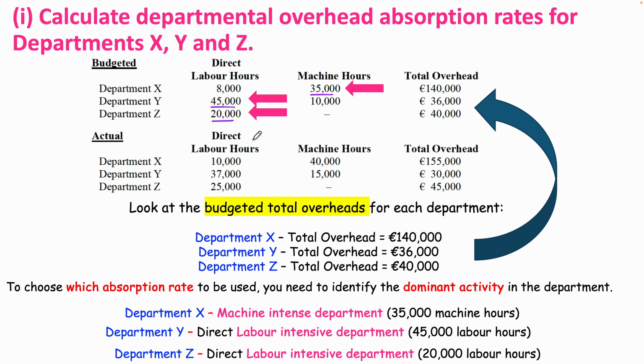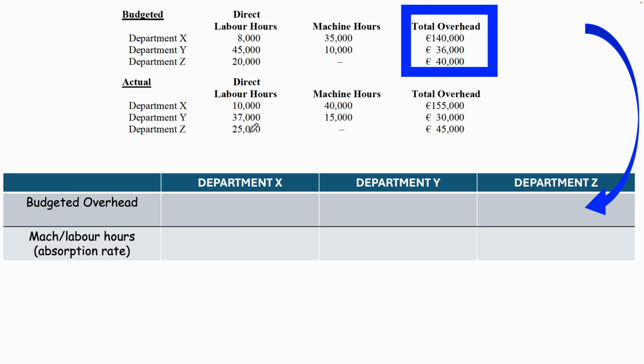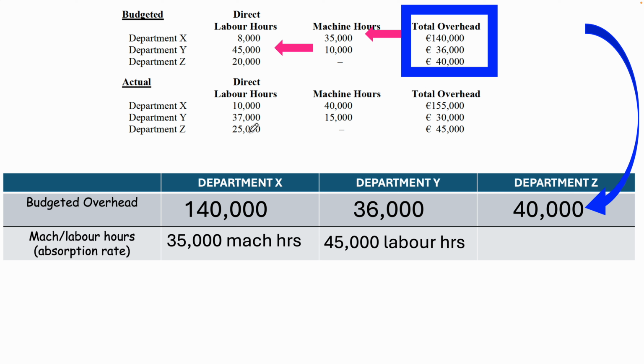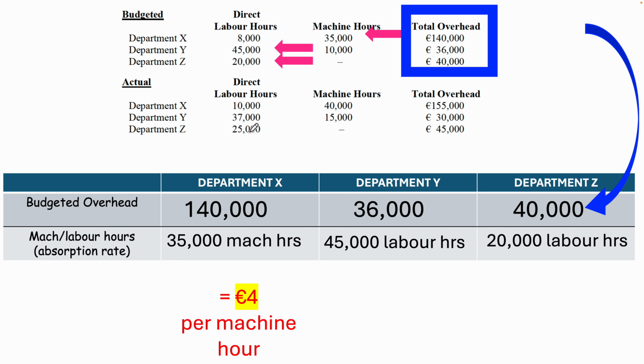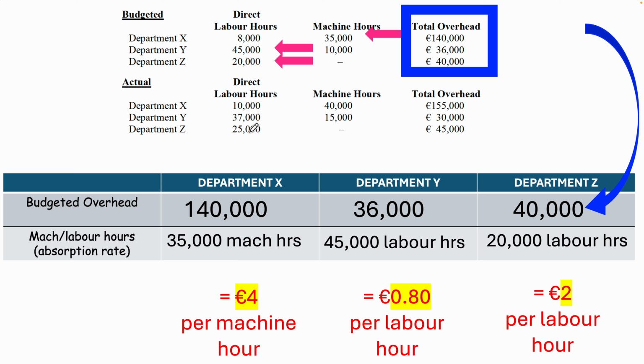Okay, what we're going to do is take the budgeted figures and divide them by the amount of hours in the most dominant activity, and that is our answer for part one. So in part one, all you're doing is dividing one figure by another. Okay, so in Department X, it is €4 per machine hour. In Department Y, it is 80 cents per labour hour. And in Department Z, it is €2 per labour hour. So that is the answer for part A.